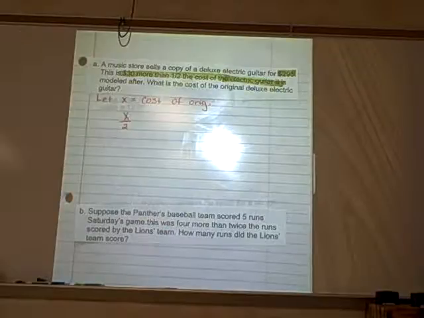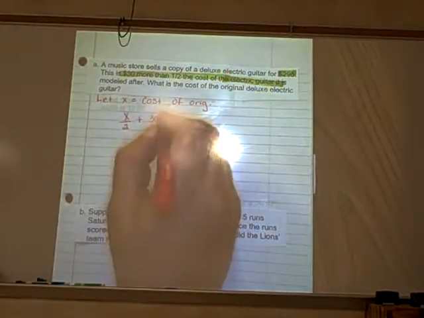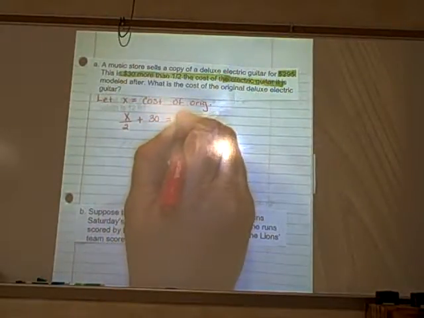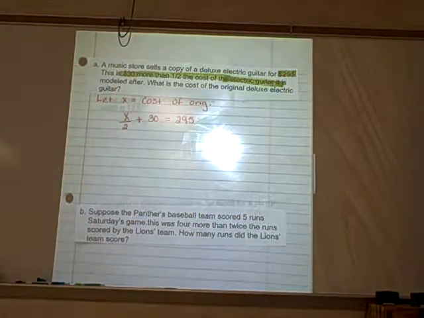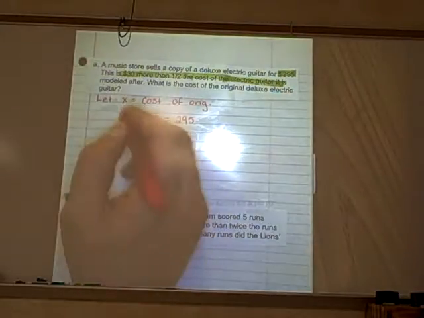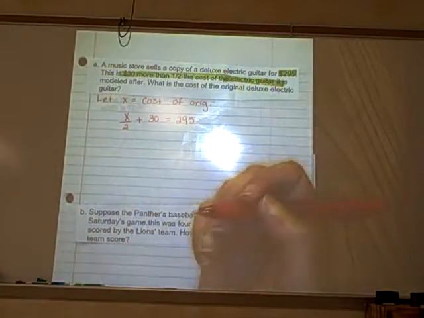And we need 30 more than that, so what would that look like? Plus 30. All that has to equal our total. So there's your equation. Once you've got your equation, now you just need to solve it.